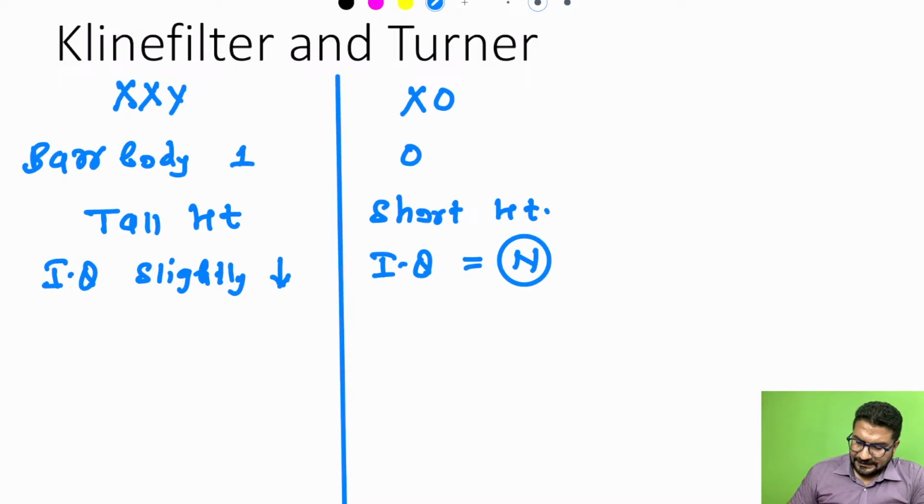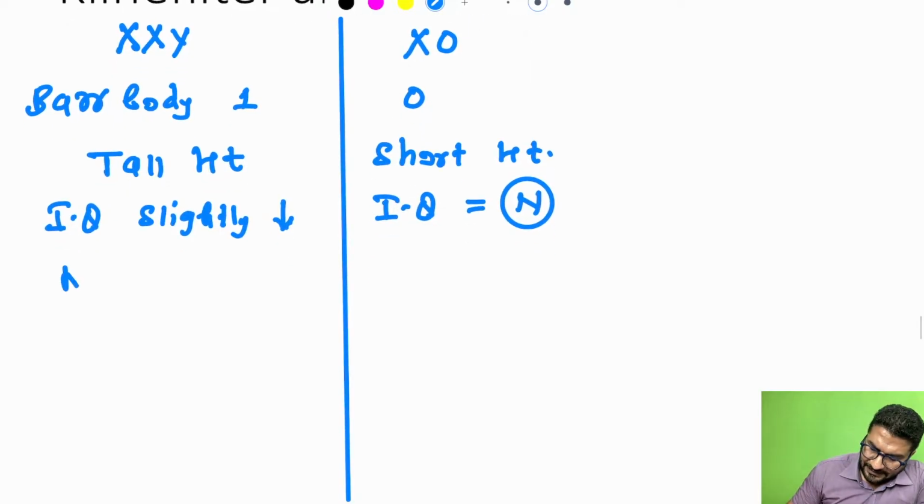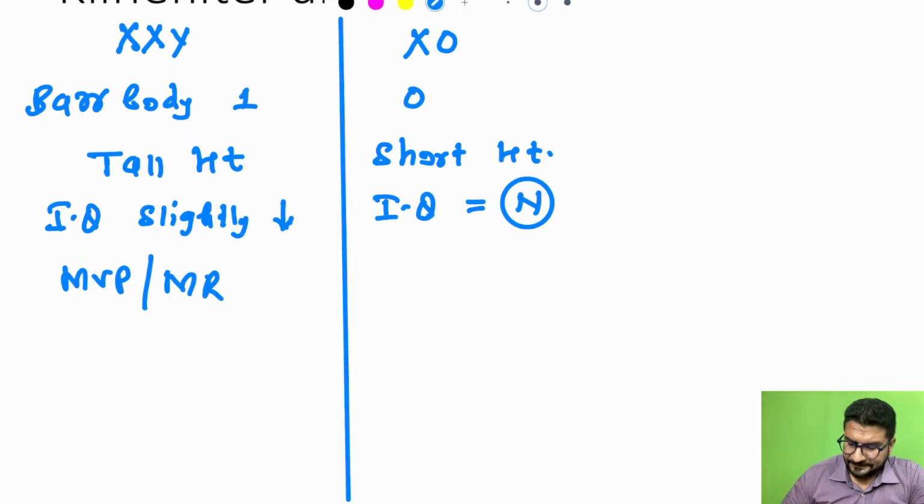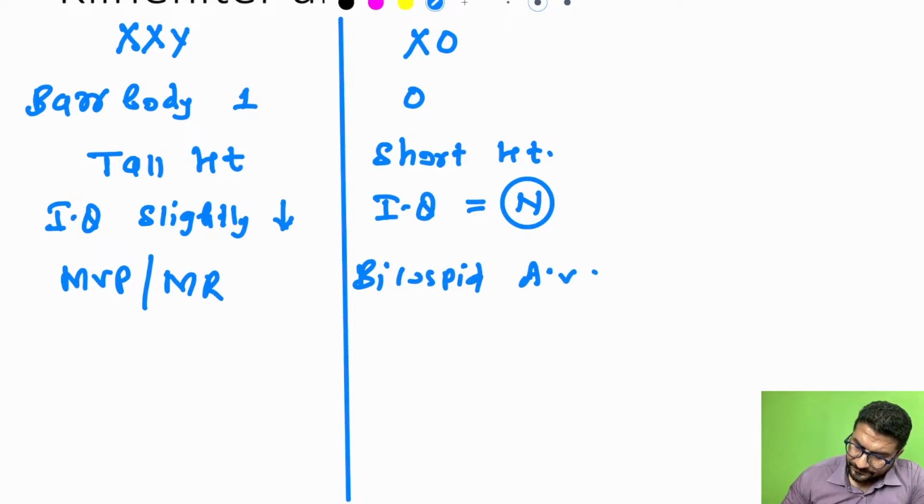Then if you see a Klinefelter patient, they will have MVP. MVP can convert into MR, mitral valve prolapse. Here you will find bicuspid aortic valve. And patient can also develop coarctation of aorta.